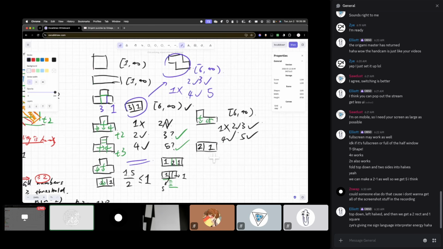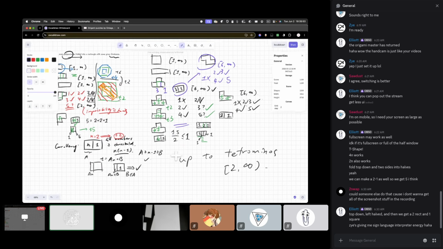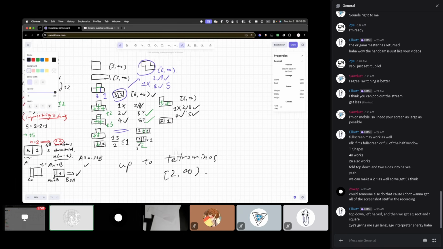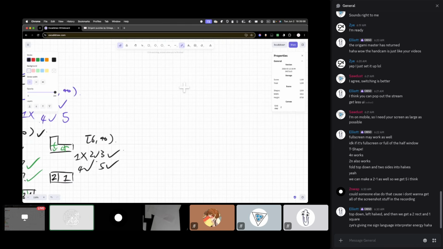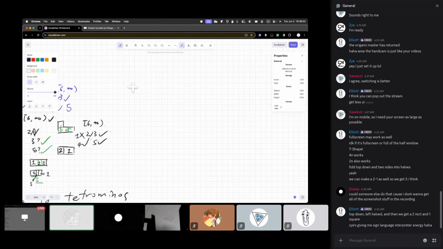And basically, to summarize, we found that up to tetrominos, anything from 2 onwards is always possible, and it's trivial to decide if 1 is possible. That's where the good stuff ends, and up to pentominos is possibly undecided. And we're gonna look at pentominos. This is where I'm gonna let it be free.